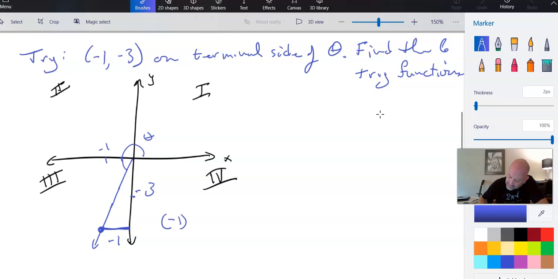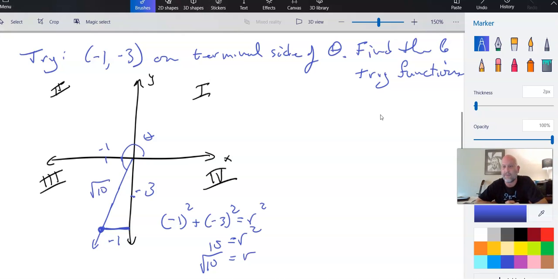So -1 squared plus -3 squared equals r squared. That's 1 plus 9, so 10 equals r squared, which means the square root of 10 is equal to r, which means we have to deal with a square root this time. And that's okay. We don't mind dealing with square roots. Square roots are happy. So we found all three sides. Now we just need to march through the trig functions.